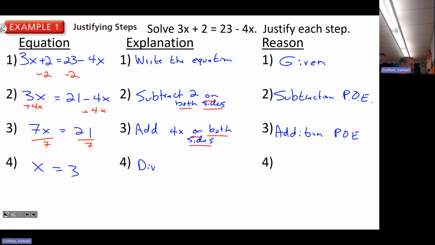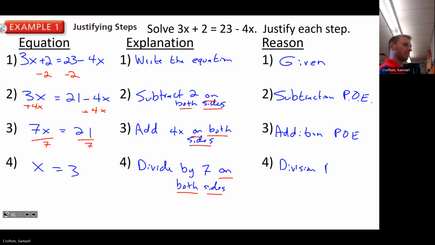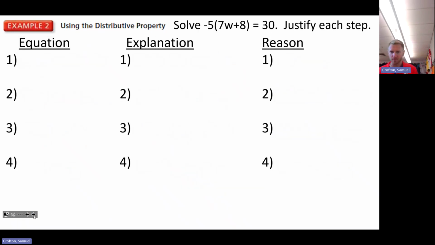And I'm going to say I divided by 7, common phrase, on both sides. And again, on both sides means that's a property of equality. Done. Great. That is your first algebraic proof. We're showing our algebraic reasoning, why we're doing what we're doing, and why we're allowed to do it. We're going to do a couple more, adding a little bit here and there, a couple more together, and then I'll have a couple for you to try.